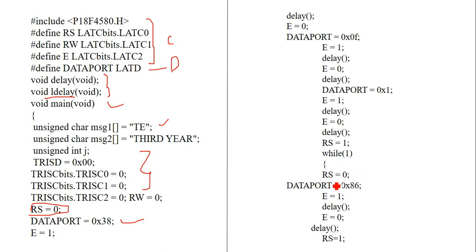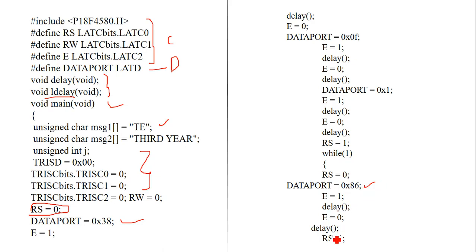Now start writing. Now I have to display TE in the middle of the LCD. So count how many bits we have to keep empty. So 80 is the starting bit. So I am keeping 5 bits empty. So 86 position will be where TE will display.